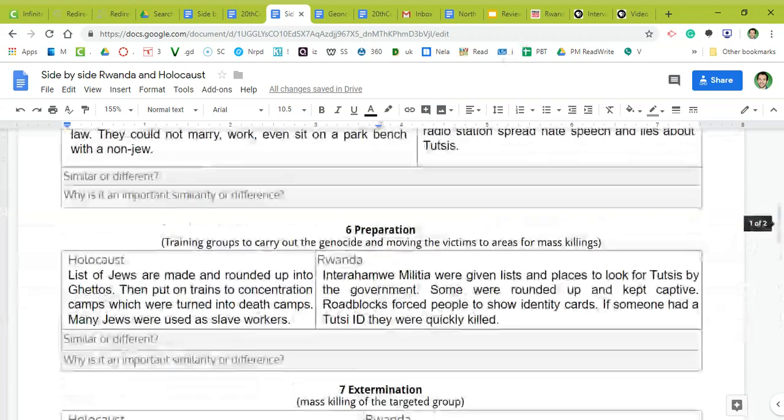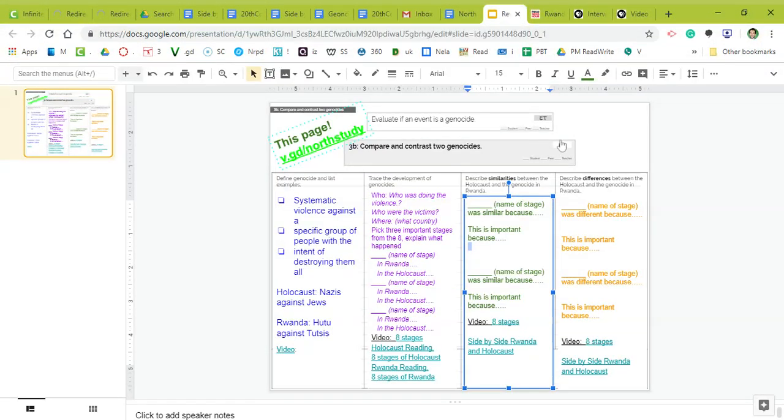And that is it. Now you want to use all that information to answer these 4 prompts. Name, why was it similar, and why is that important? Difference, why are those differences important?